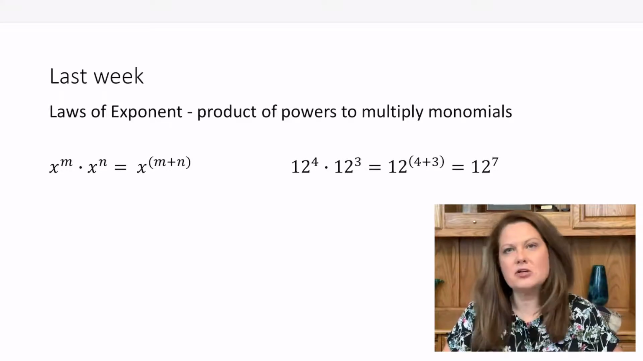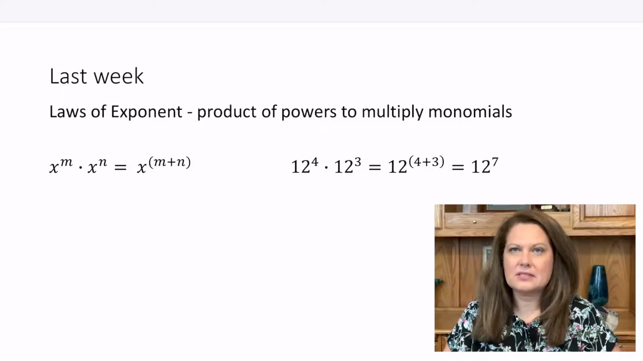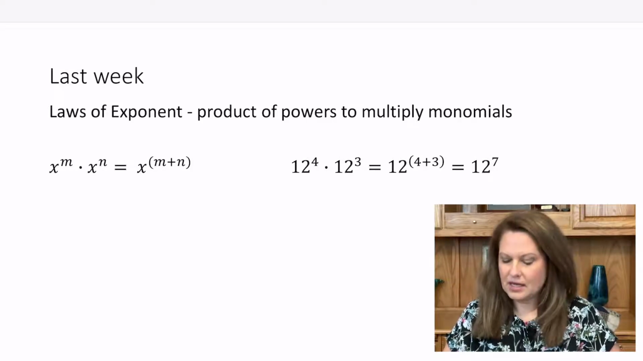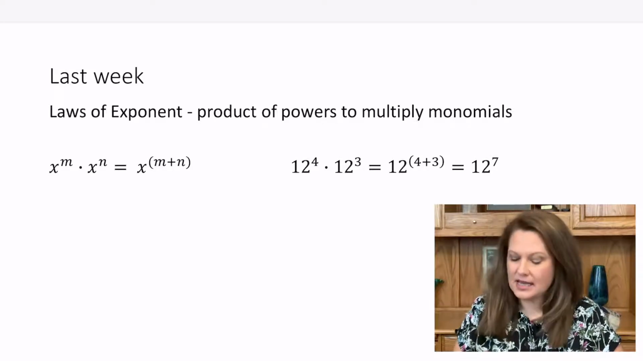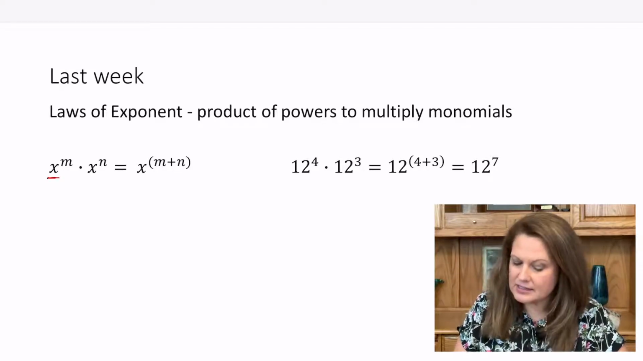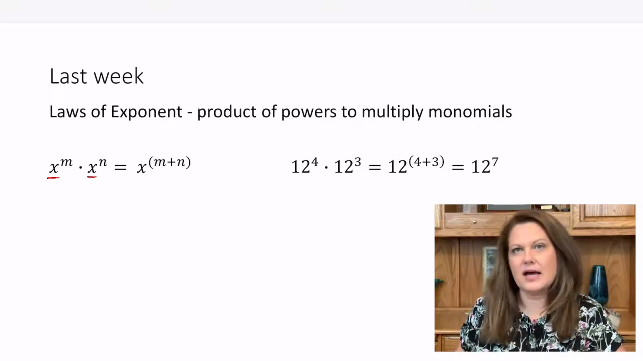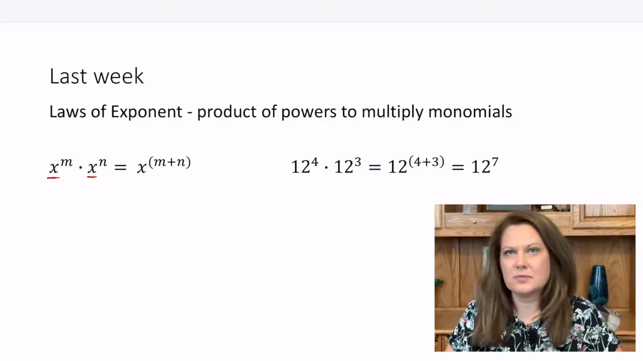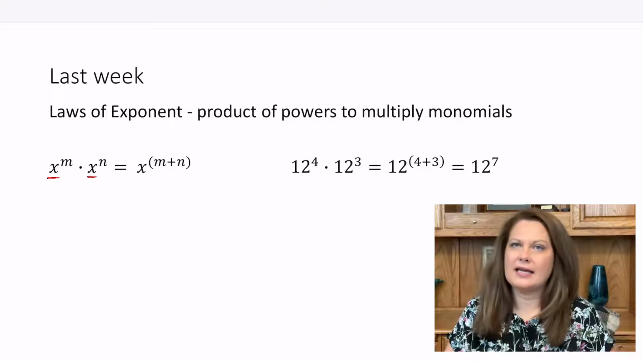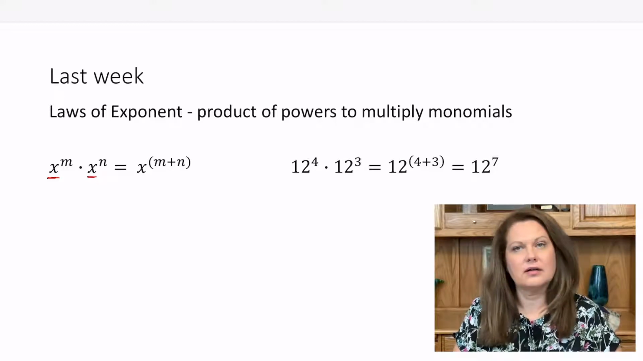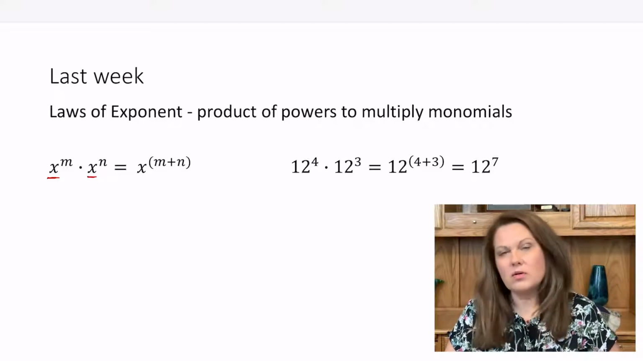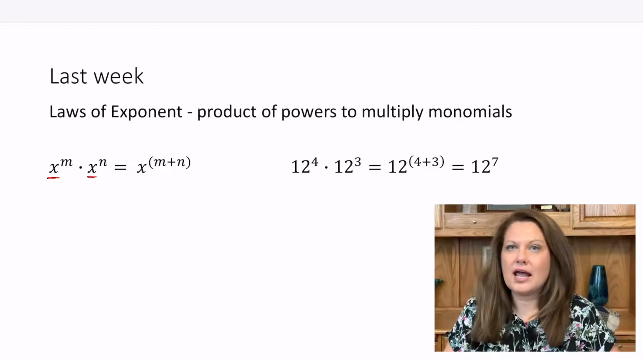You'll notice my first example is x to the m times x to the n. And our laws of exponents say if our bases are the same, and our bases here are the same because they are the base of x, I can add my two exponents together. So I would add m and n, whatever those happen to be, and I would get my product of powers answer.